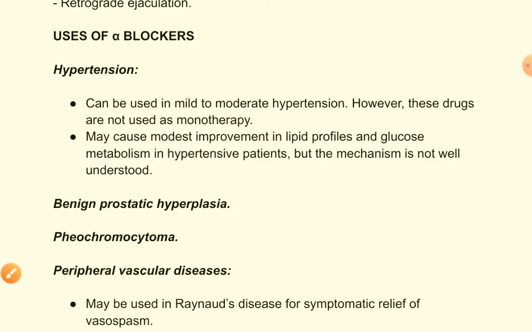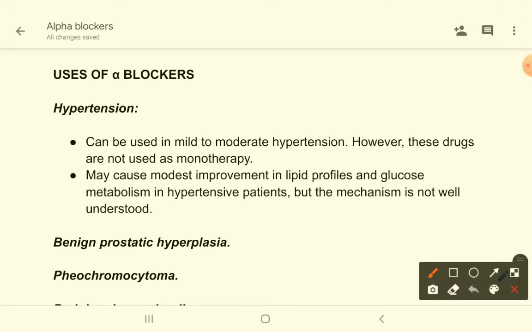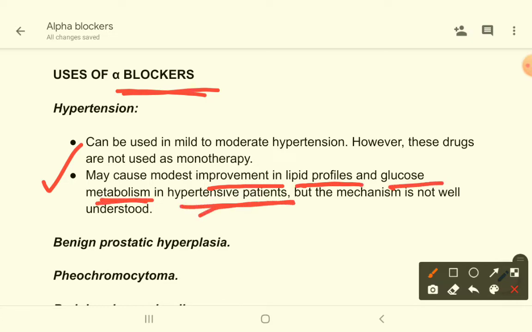And there is an added benefit of the alpha blockers in hypertensive patients, that is, they may cause modest improvement of lipid profiles and glucose metabolism in hypertensive patients. But the mechanism is not well understood. The mechanism is still unclear, how it causes improvement of lipid profiles and glucose metabolism.